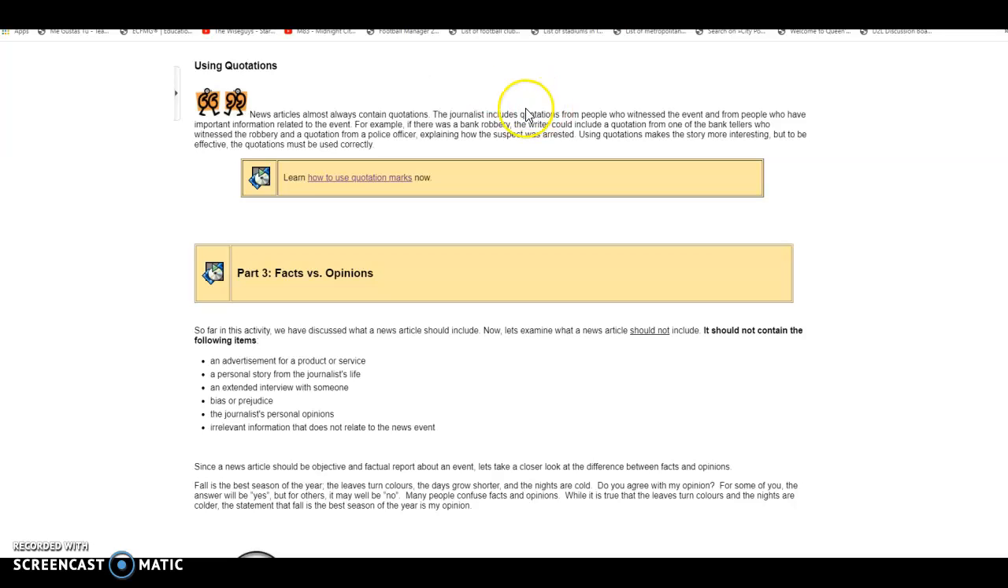So, for example, there's an example here of a bank robbery. If a writer was to write a news article on a bank robbery, they probably would want to include a quotation from one of the bank tellers, with that bank teller saying out loud what they saw. And then they probably want to include a quotation from a police officer explaining how they arrested the suspect, right? So you would include usually at least 2 quotations in a news story from people that saw what happened.